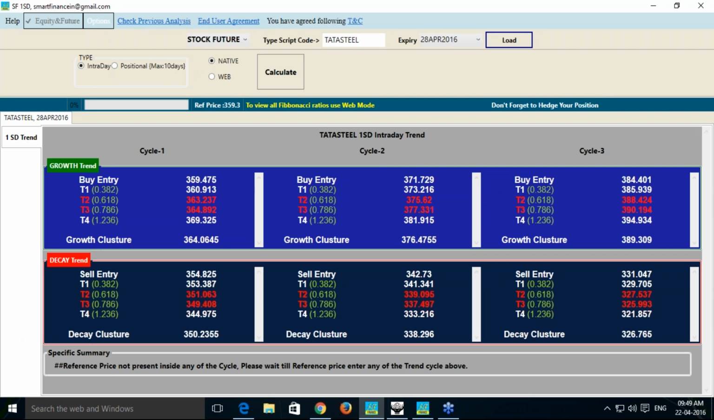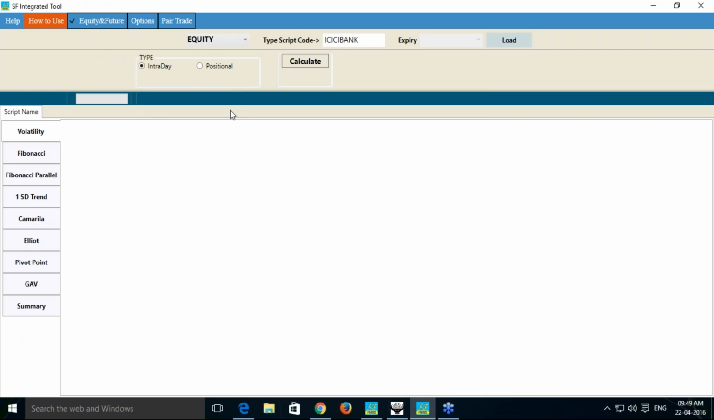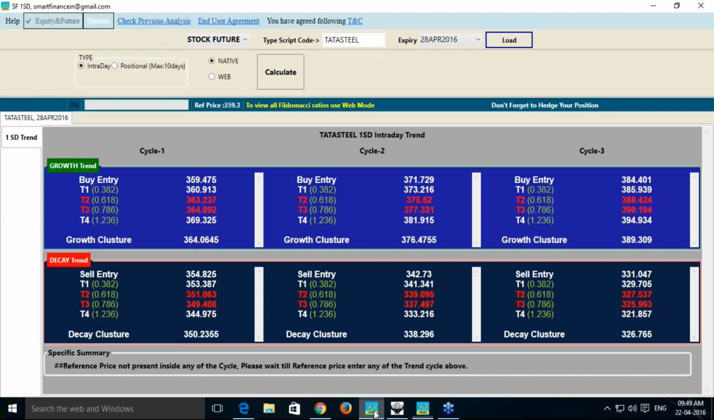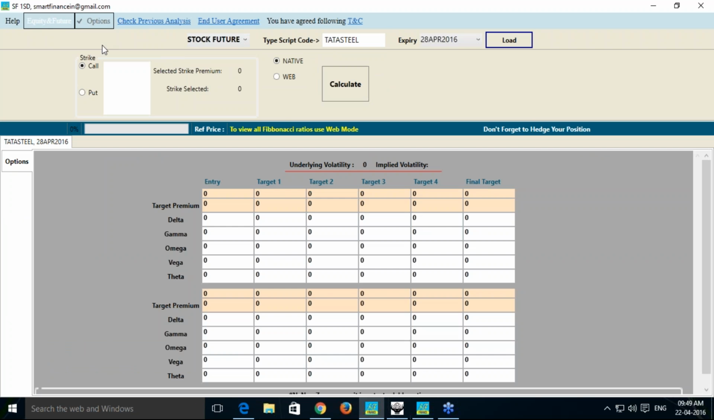And what is the difference between our one standard deviation software and the Smart IT software? Many of you have asked me before. If you are doing options in Smart IT, you have three options: option intraday, option positional, and option arbitrage. However, if you go for options here, you have only option intraday. And how you do the option intraday here, that also I'll show you.